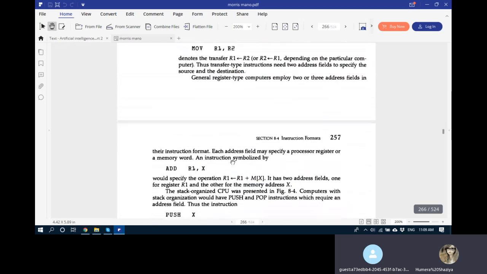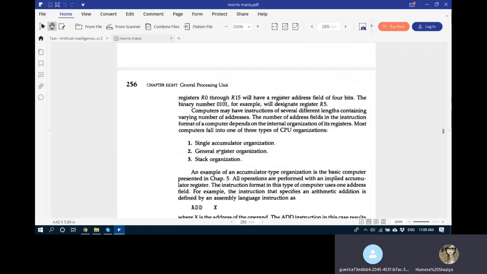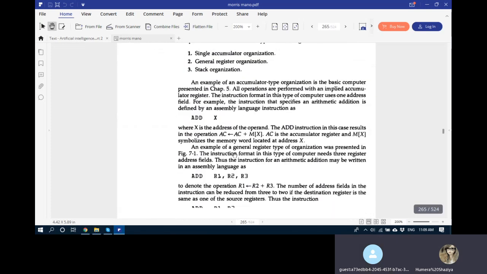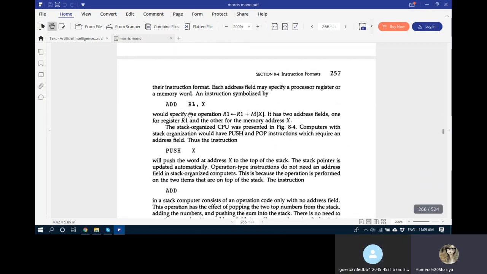General register type computers employ 2 or 3 address fields in their instruction format. We have single accumulator, we have general register. In general register organization, we have 2 or 3 address fields in their instruction format, and each address field may specify a processor register or a memory word. So if we say add R1 comma X, it is like R1 equals R1 plus M of X.